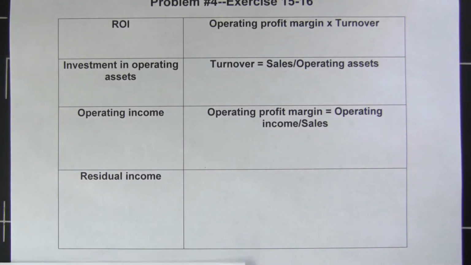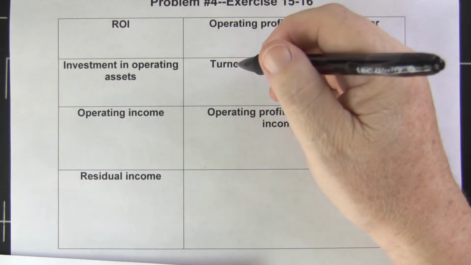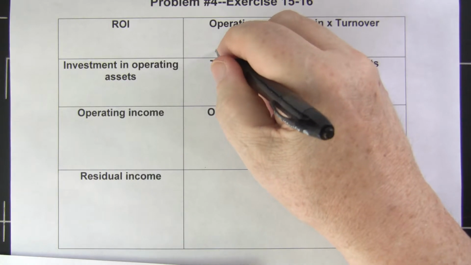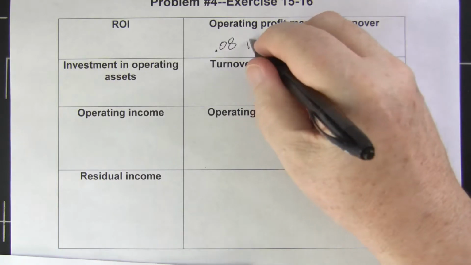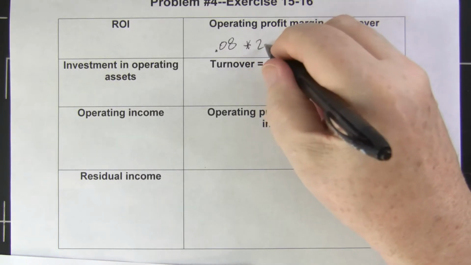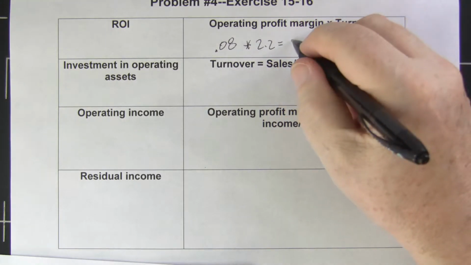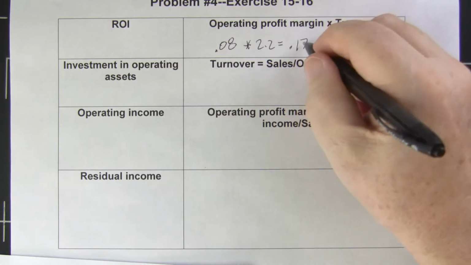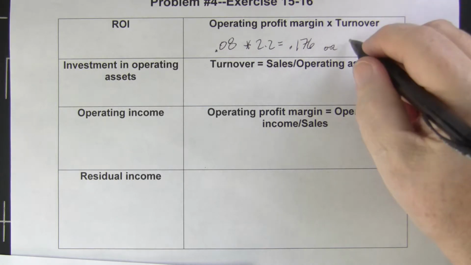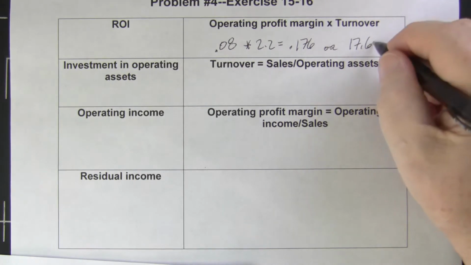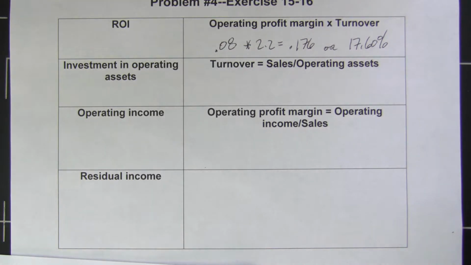Let's put them in. I've already got them written down in there. So our operating profit margin times our turnover. They give us the profit margin is 8%, and they tell us our turnover is 2.2. So just doing the math, 17.6, or our return on investment, our ROI, is 17.60%.